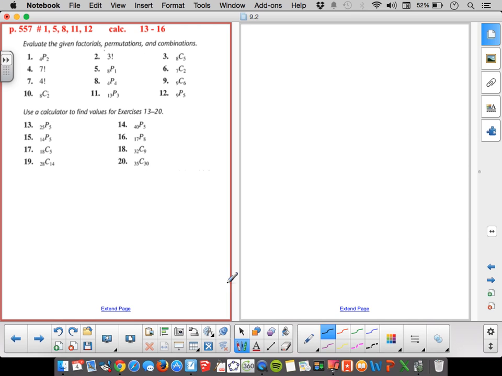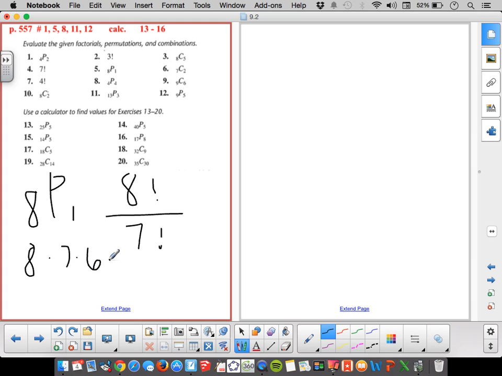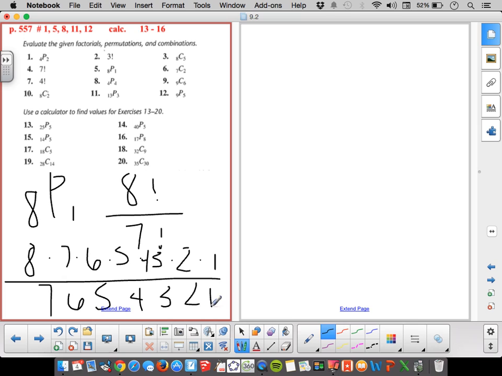Number 5, I have 8P1. That's 8 factorial divided by 8 minus 1 factorial. So 8 factorial divided by 7 factorial, you should be able to see right away what's going to cancel out. My 7, 6, 5, 4, 3, 2, and 1 all cancel, so I know that 8P1 is going to just be 8.